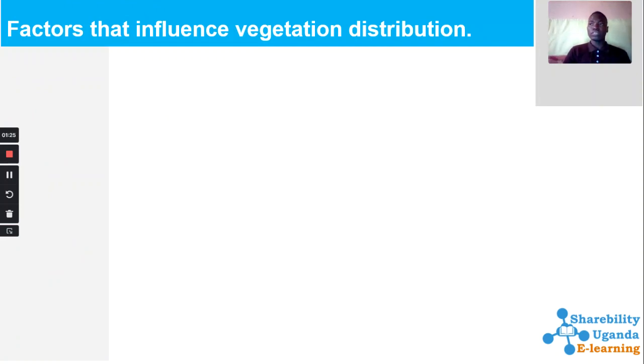First of all, vegetation distribution refers to how vegetation is distributed in various parts of the country, various parts of the islands, and so on. So you tend to find that, for example, on the east side there is a lot of vegetation compared to the other sides. In other words, this helps you to know how vegetation is distributed in various parts of the country.